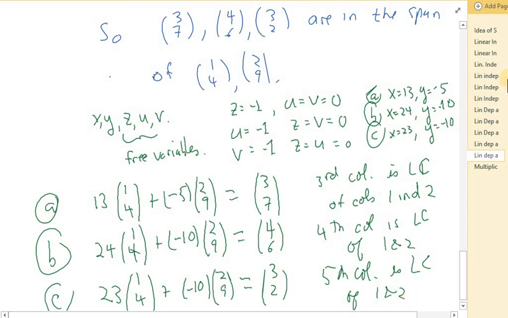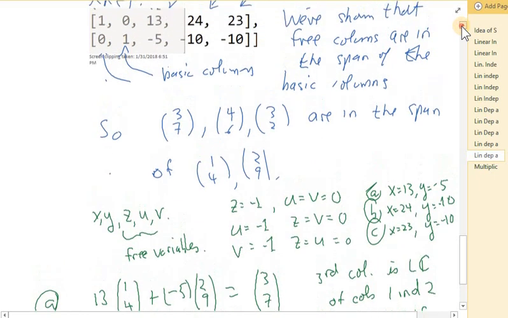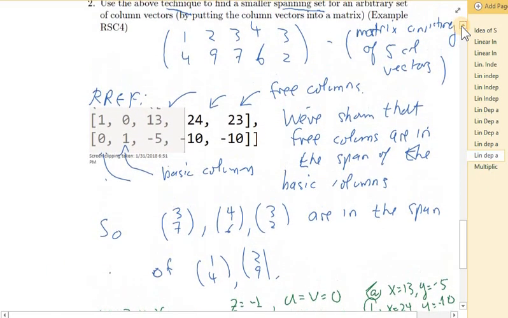Okay, so to recap, the very important principle here is that the free variable columns of your original matrix are all linear combinations of the basic variable columns of your original matrix. You need to row reduce to identify the basic columns and the free variable columns. Once you've done that, then you can express the free variable columns as linear combinations of the basic variable columns.